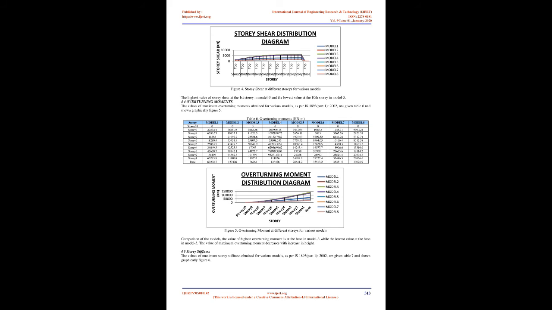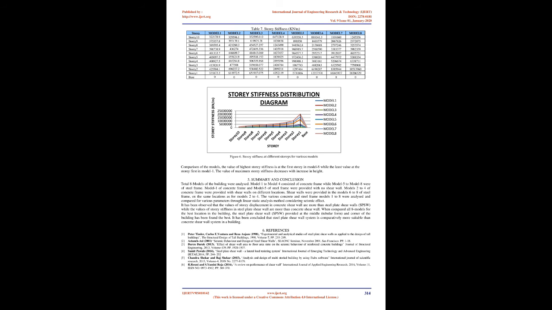4.2 Maximum story drift. The values of maximum story drift obtained for various models after analysis, as per IS 1893, Part 1 2002, are given in Table 5 and shown graphically in Figure 3. Figure 3. Maximum story drift at different stories for various models. The highest values of drift occurred at the third story in Model 7 and the lowest value at the first story in Model 3.